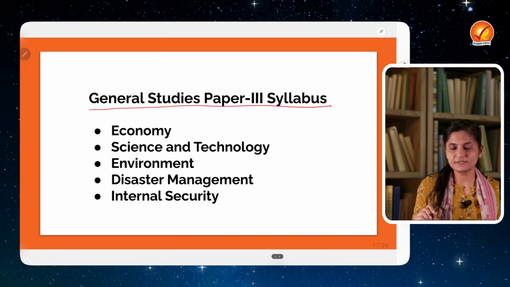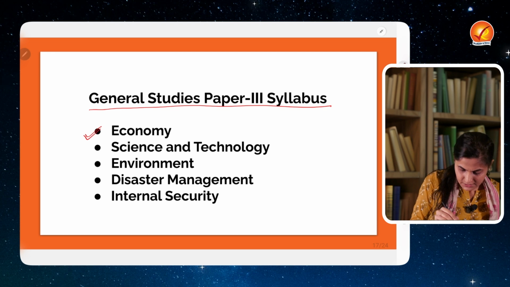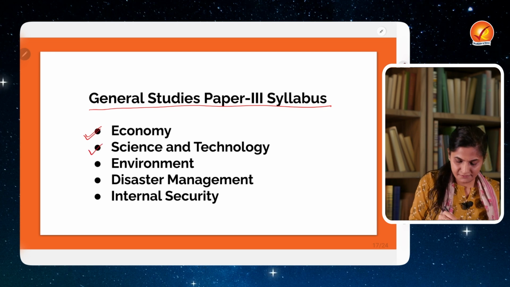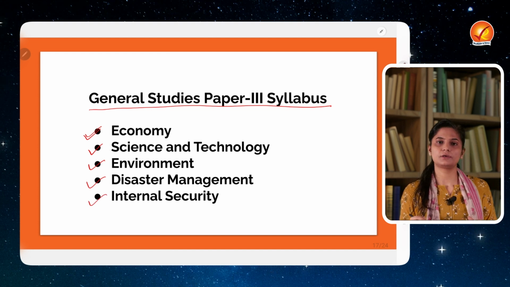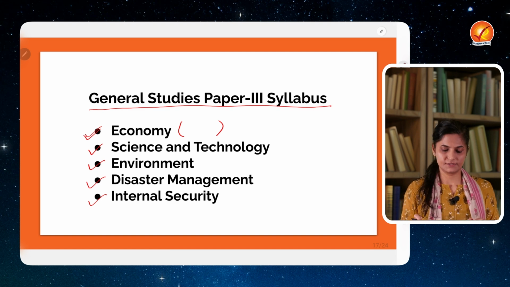Then coming down to GS3, overall we have 5 subjects, but this is one of the largest among these. Then you have science and technology, environment, disaster management and internal security. Economy, as I said, this is the largest part of this syllabus.